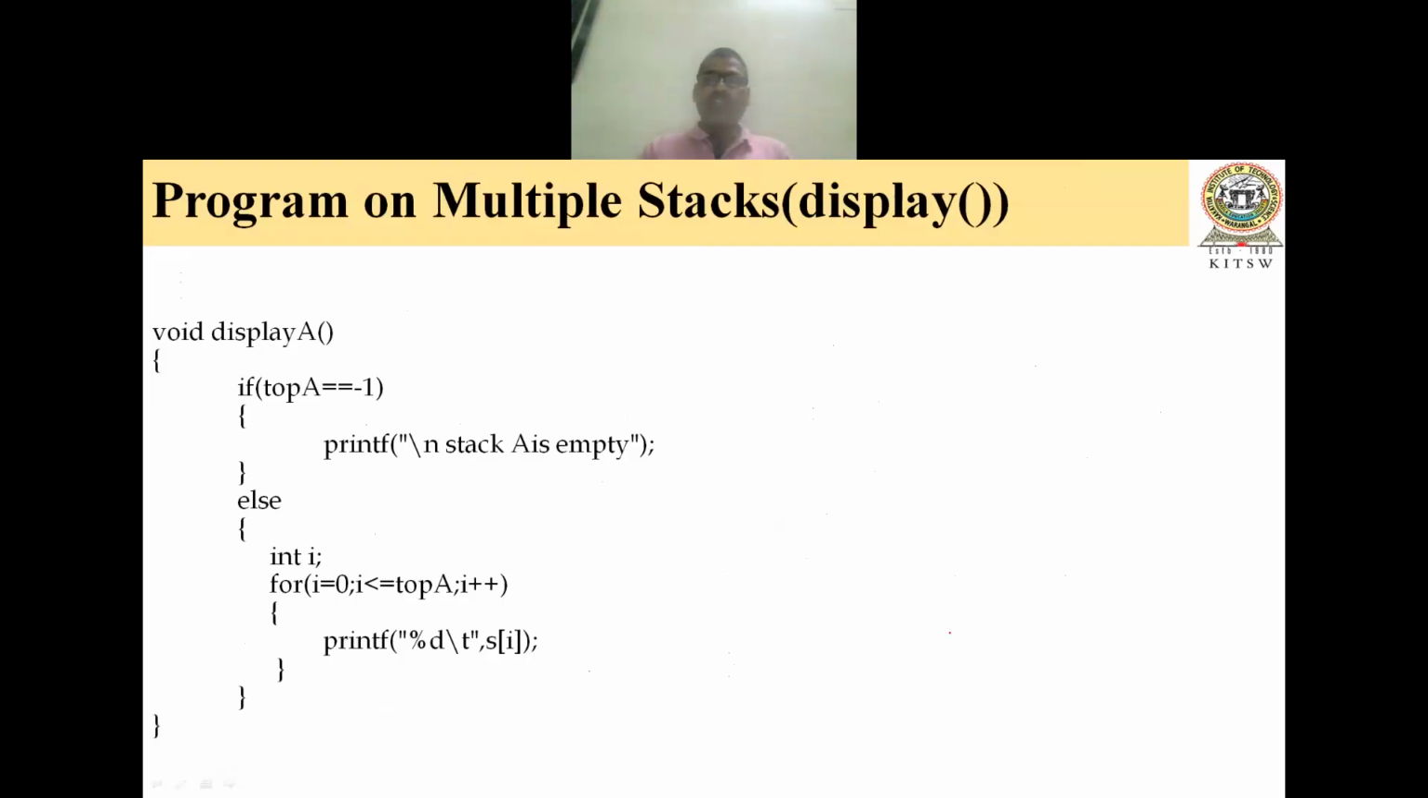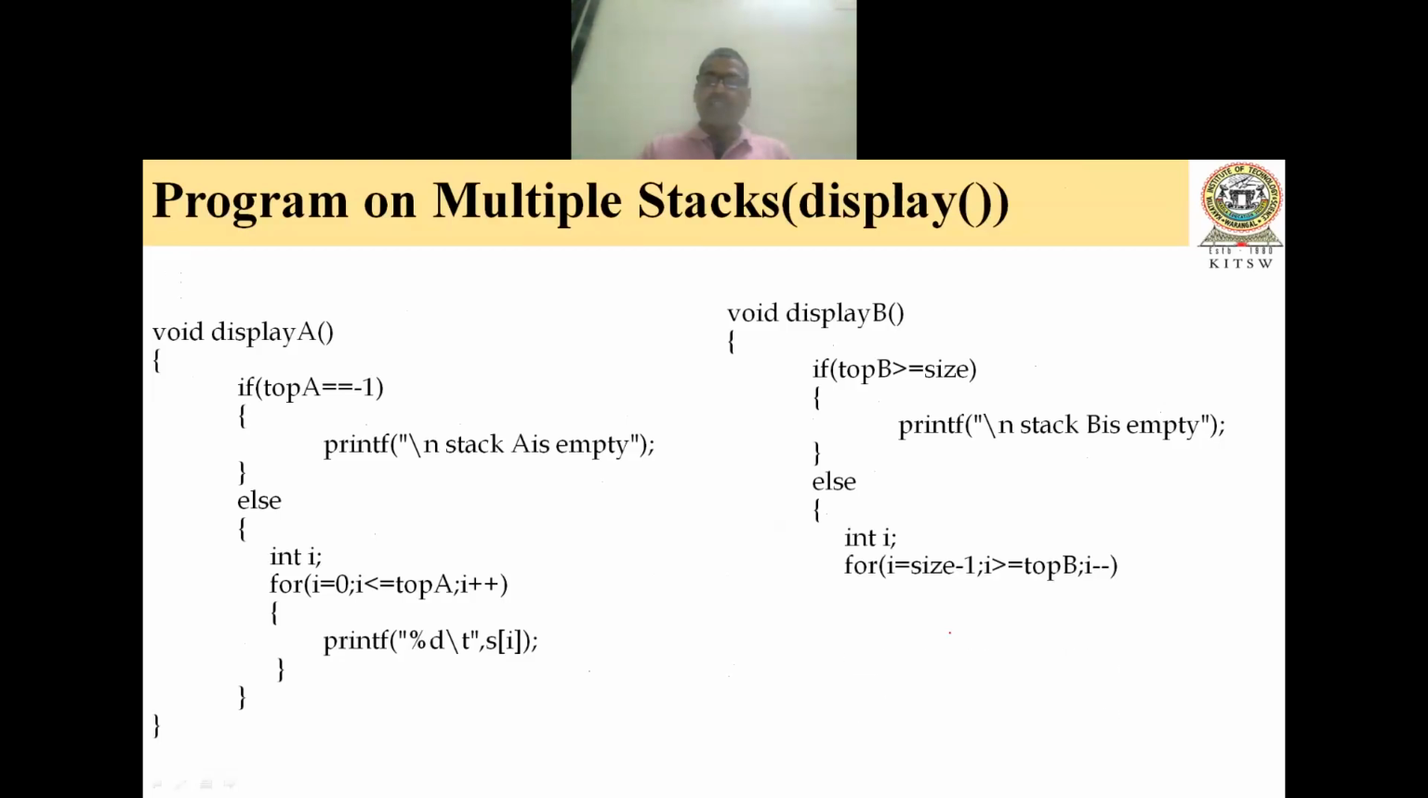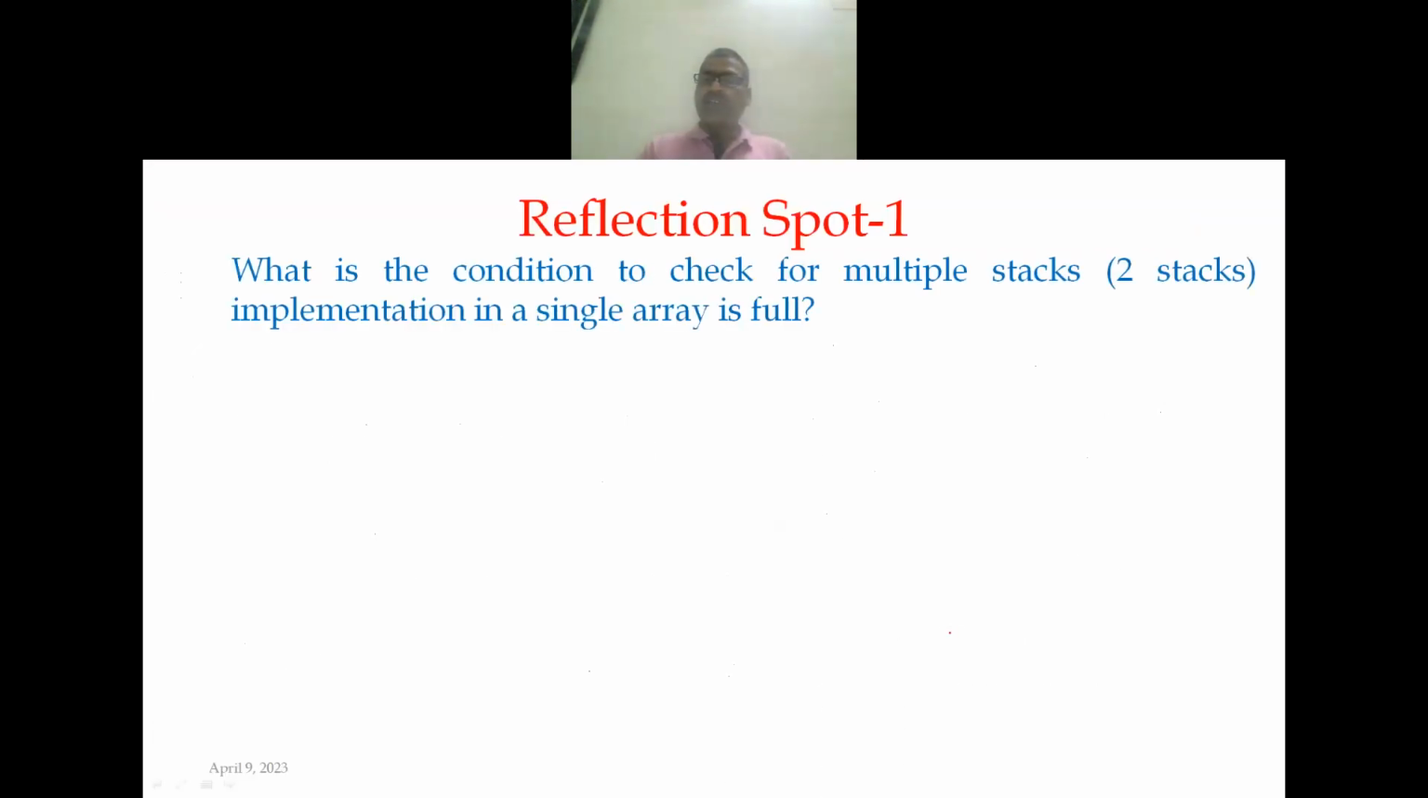So similarly display B. For the B stack, if top B is greater than or equal to size, then stack B is empty. Else we have some elements in the stack B. So I is equal to size - 1, I greater than or equal to top B, I minus minus, and we print S of I. So this is how we implement two stacks in a single one-dimensional array.